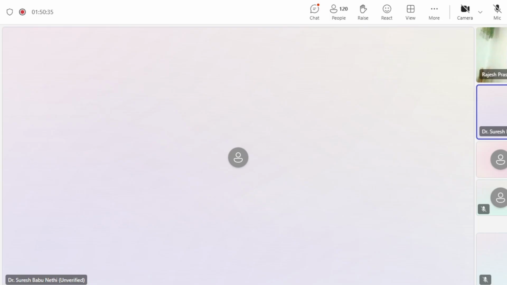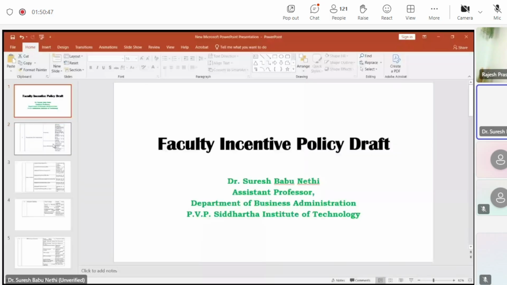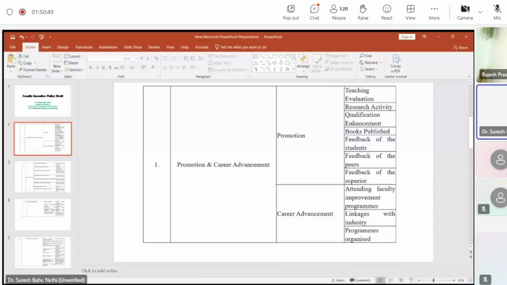Very good afternoon to one and all. My presentation is activity 3, faculty incentives and policy draft. My PPT outline has only 4 slides with the basic information. The first point is promotion and career advancement. In that, I generally follow what the University Grants Commission specifies as criteria, and I design the promotion aspects as per that.